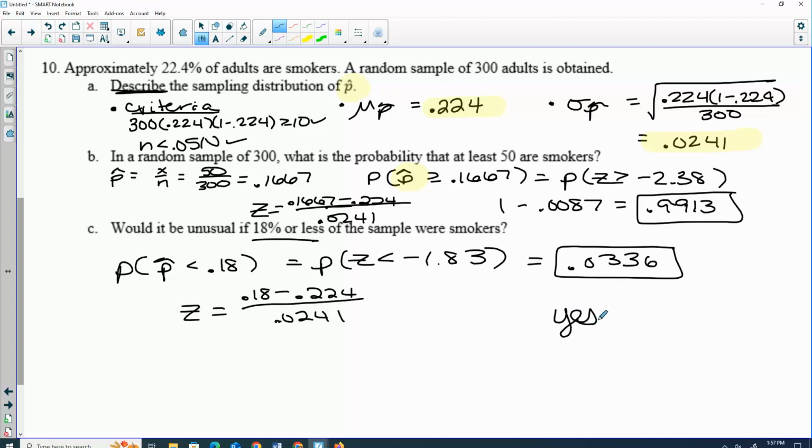So, is that unusual? Yes. What's the definition of unusual? Anytime it's less than 5%, we can say it's unusual.